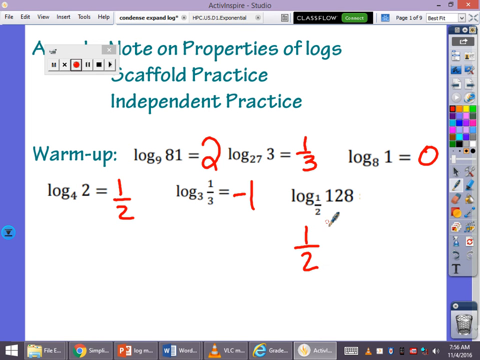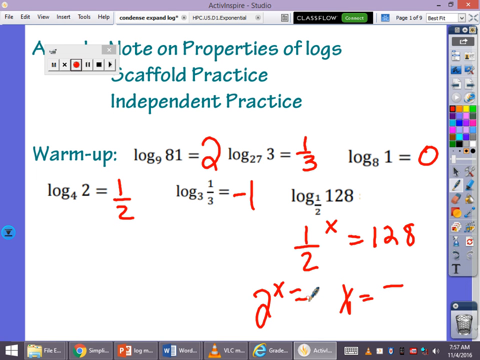All right, so here we go. 1/2 to the x equals 128, right? Do you guys like 1/2? No, we like 2, right? 2 is the what of 1/2? Reciprocal, so that means my value is going to be negative. Okay, so my x is going to equal something negative. 2 to the what is 128.